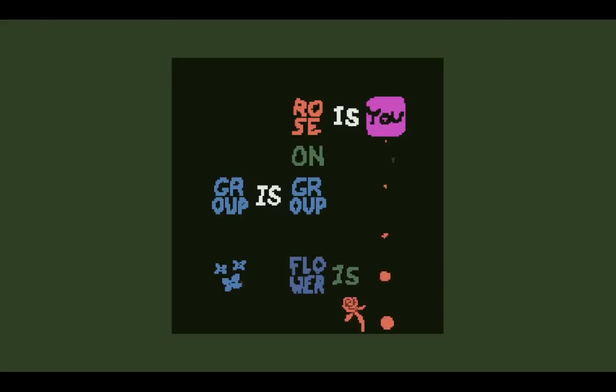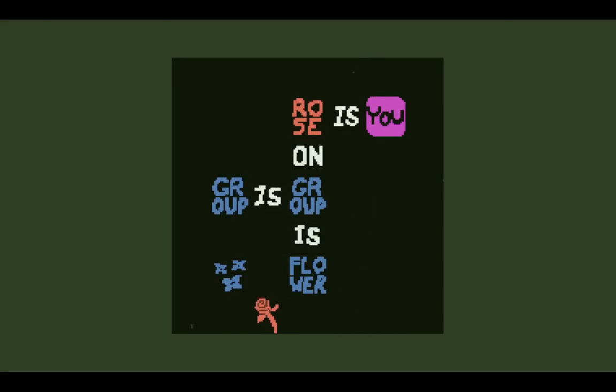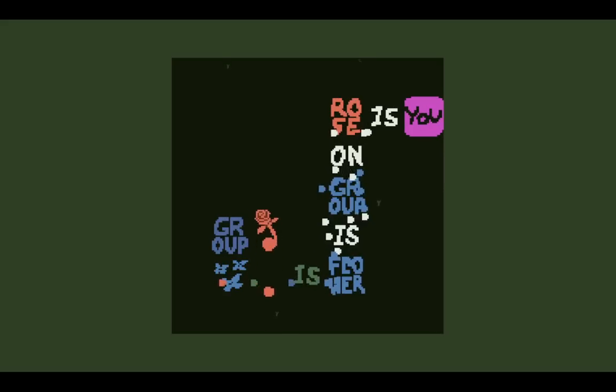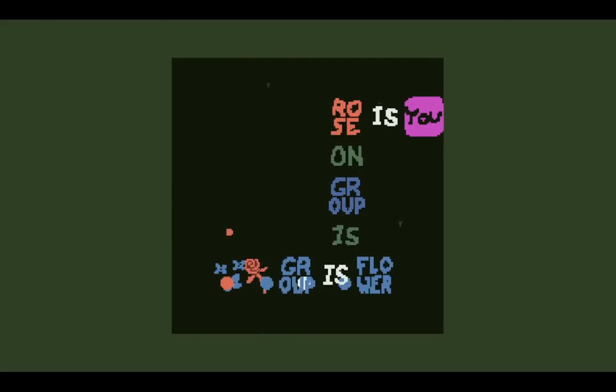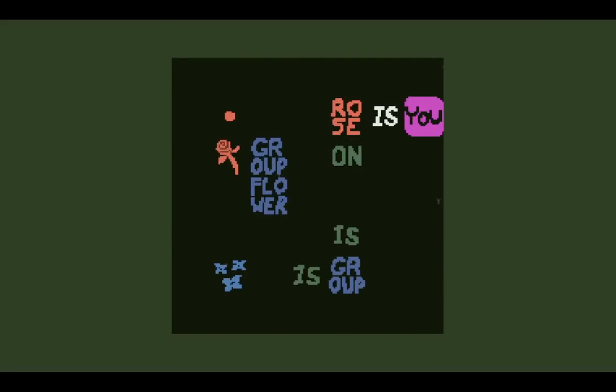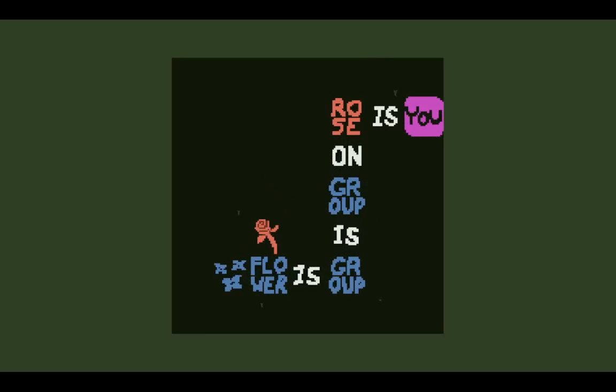Like, clearly we need to make group sometimes happen. Group is flower? No. There's no way. No, it doesn't work. Maybe switch them around. So, group, rose on group is group, and flower is part of the group. So what does that do? Oh, I guess when the rose gets on the flower, it will be part of the group. But we also have this on group is group, X on group is group.